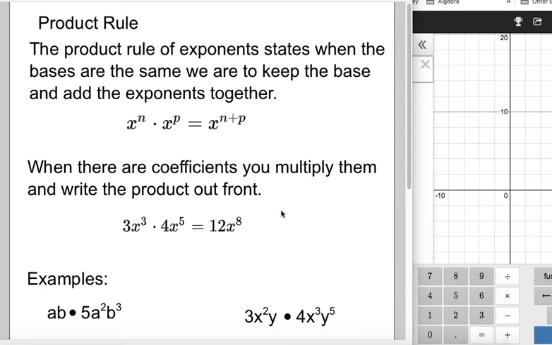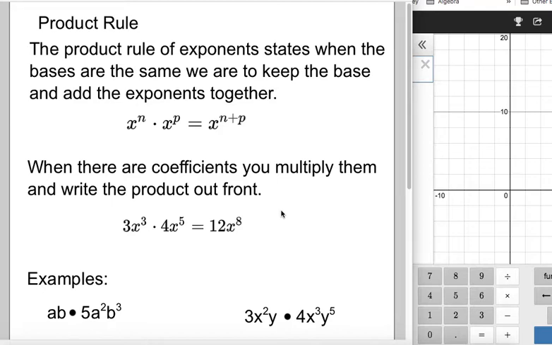We're going to be studying the rules of exponents again this week. We've already studied most of them. There's just a couple of new ones that we didn't talk about during the first semester of the course, but most of it is going to be review. So the first rule we're going to talk about is the product rule.